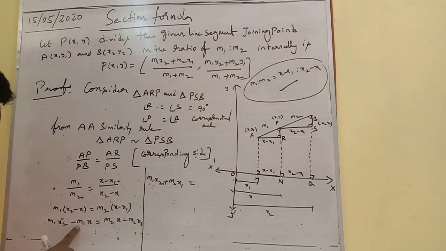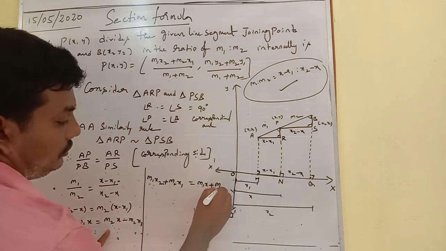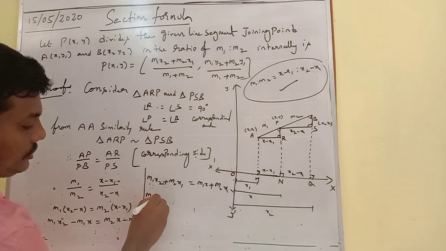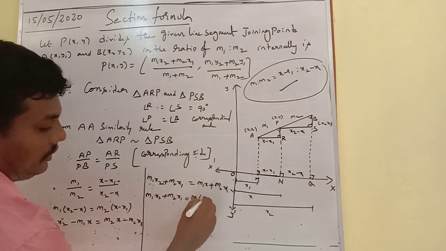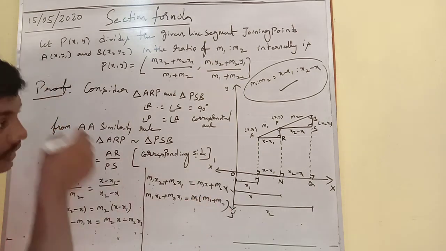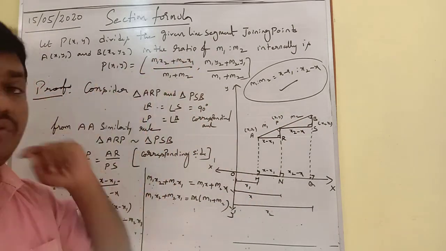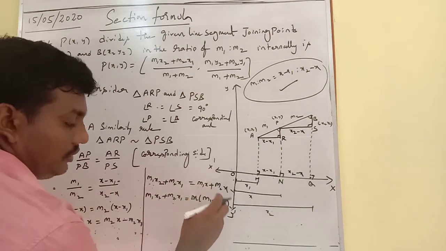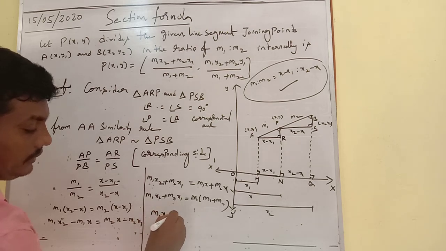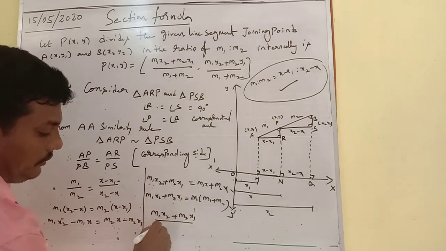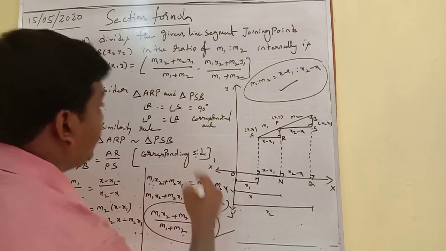Take the minus M1x term to the other side, so it becomes plus M1x. Plus the remaining term M2x. So M1x2 plus M2x1 is equal to x, taking x as common, times M1 plus M2. We need to find the x coordinate value, that's the reason we keep x here. Then transpose this value, so multiplication becomes division. M1x2 plus M2x1 by M1 plus M2 is equal to x. Now we got the x coordinate value.